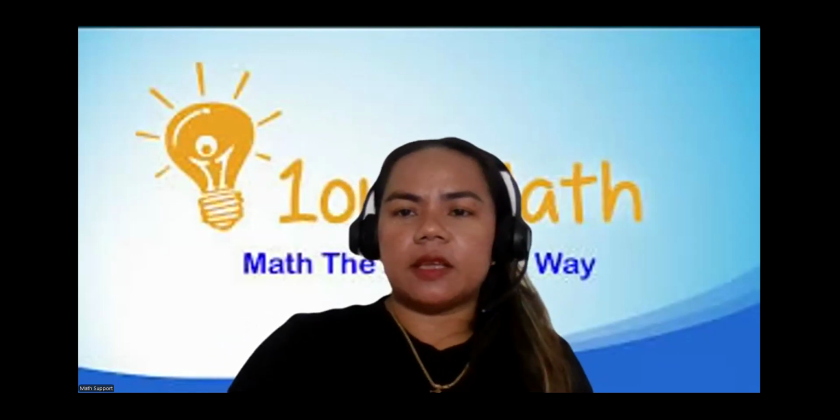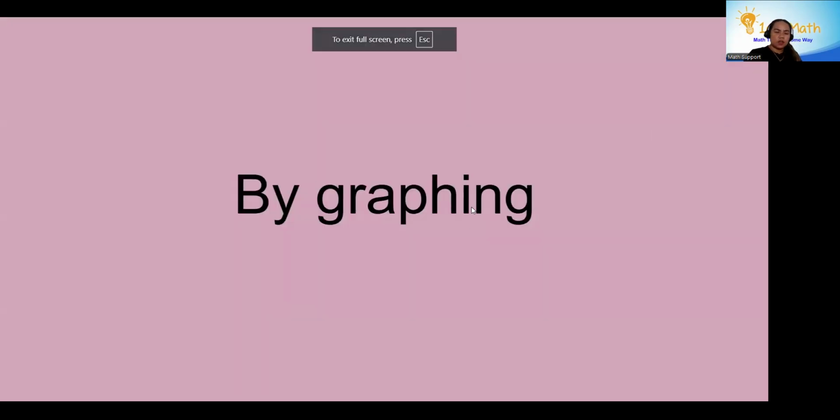This video is about solving system of linear equations. When we say system of linear equations, it consists of two or more equations with the same variables. The goal is to find the values of the variables that will satisfy all the equations. There are different methods in solving system of equations, and one is by graphing.